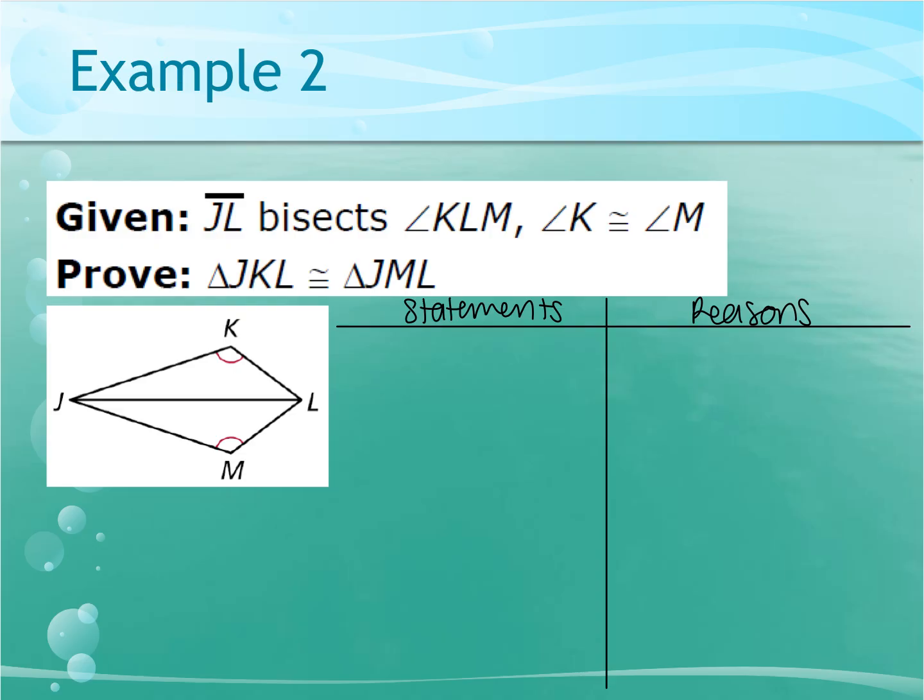All right, example number 2, it says JL bisects angle KLM, and angle K is congruent to angle M. They want me to prove that the triangles are congruent. So we're going to go ahead and state first what's given. JL bisects angle KLM, and angle K is congruent to angle M. That's given.